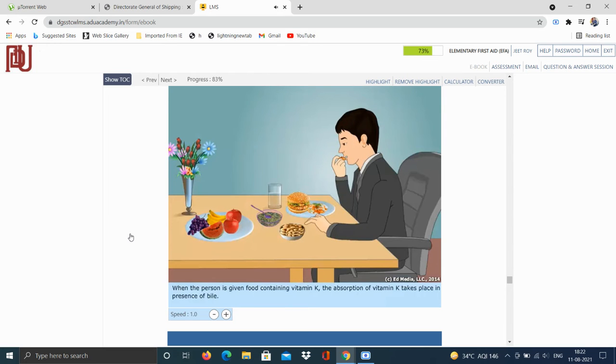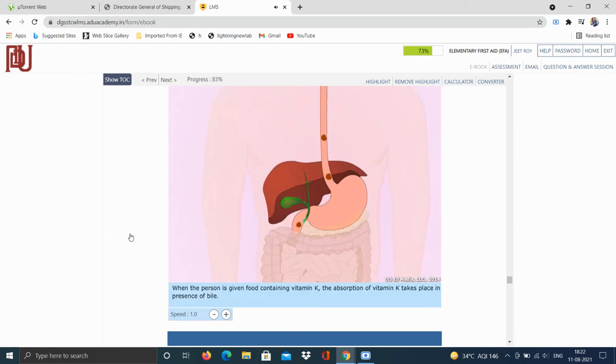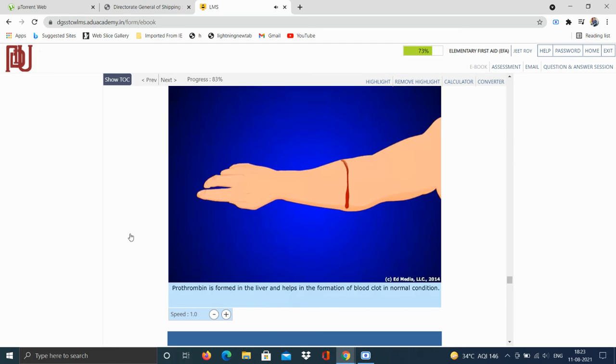When the person is given food containing vitamin K, the absorption of vitamin K takes place in presence of bile. The vitamin K enters into the liver. Prothrombin is formed in the liver and helps in the formation of blood clot in normal condition.